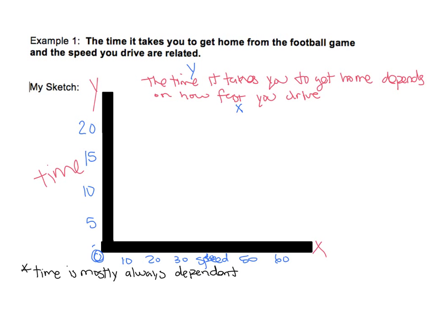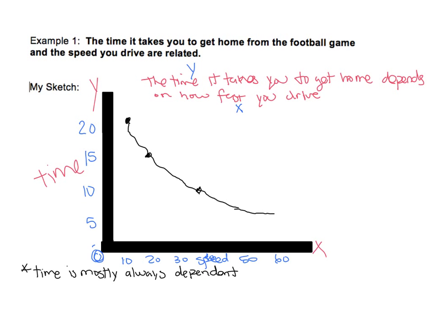So if I'm driving at 10 miles per hour, I'm probably going to be taking a long time to get home. Okay. So let's say it'll probably take me 20 minutes to get home if I live right around the corner of the school. And normally what's going to happen there is I'd gradually go down. So if I'm going 20 miles per hour, it may only take me 15 minutes to get home. And I'm going to keep gradually going down. So as my time goes down, my speed is going to be increasing, essentially.